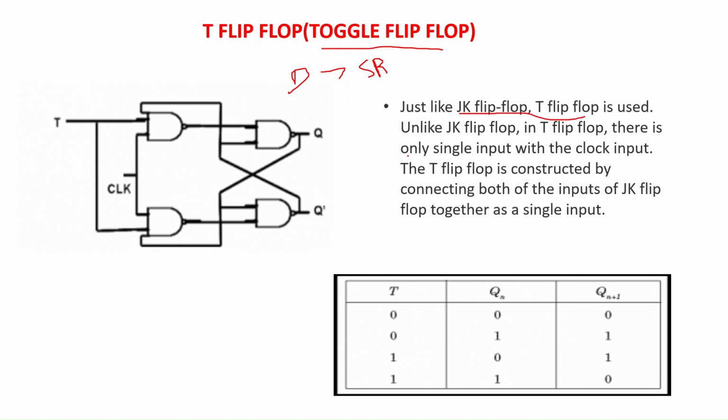Unlike the JK flip-flop, the T flip-flop has only a single input along with the clock input. In JK, we have two inputs, J and K, whereas in the case of the T flip-flop, we have only one input, which is T. This is the truth table of the toggle flip-flop. It has one input T. When the input value of T is 0, the present output is equal to the previous output. The present state is equal to the previous state.